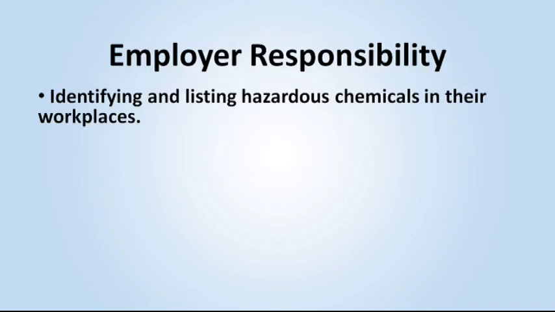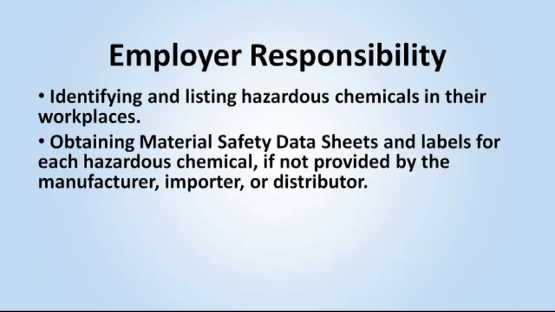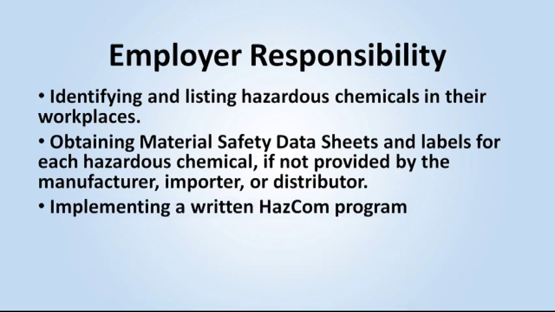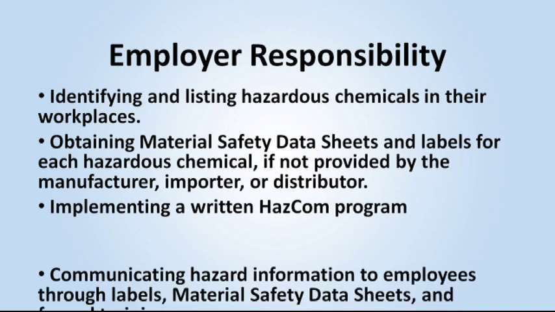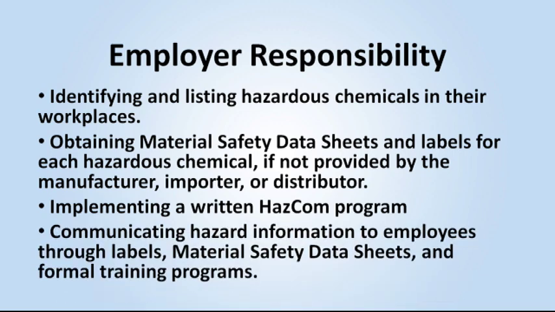The employer is responsible for identifying and listing hazardous chemicals in their workplaces. The employer must obtain material safety data sheets and labels for each hazardous chemical, if not provided by the manufacturer, importer, or distributor. The employer must implement a written HazCom program and communicate hazard information to employees through labels, material safety data sheets, and formal training programs.